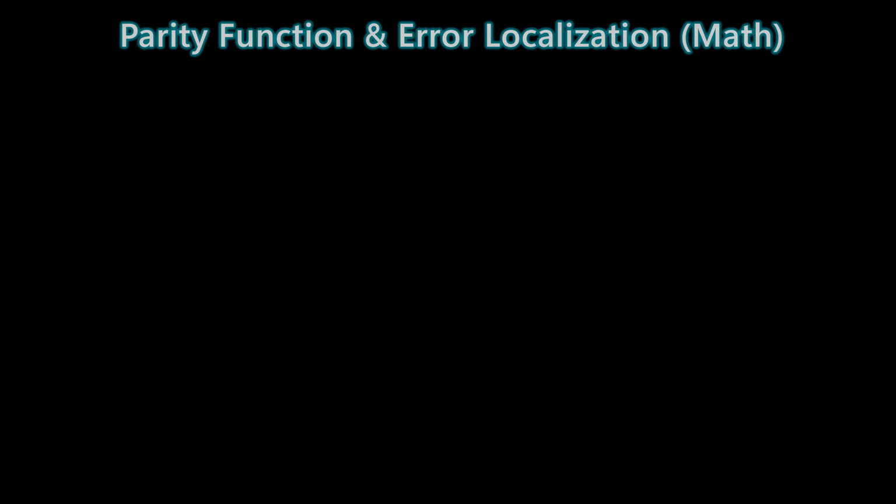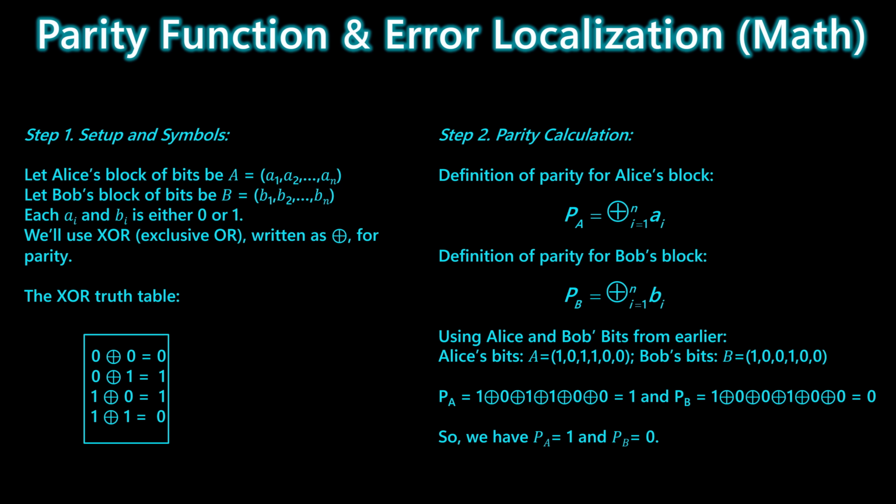Before Alice and Bob can correct any errors, they need a simple way to summarize a whole block of bits without revealing the bits themselves. That summary is the parity, whether the number of ones in the block is even or odd. On the left, we set up the basic notation. Alice has her block of bits, Bob has his, and each bit is either a 0 or a 1. We'll use exclusive OR, shown in the truth table below, to compute the parity. XOR is perfect for this because it flips whenever the number of ones is odd.